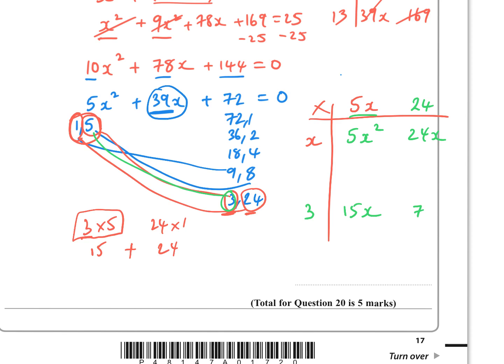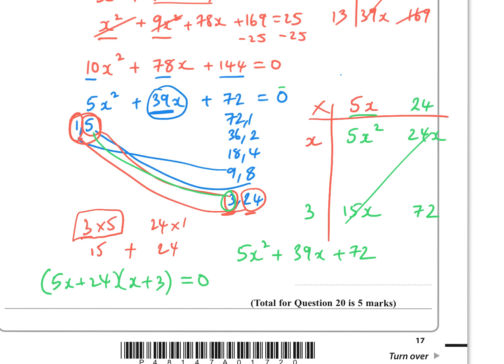and then 72. And that gives us 5x squared plus 39x plus 72, which is just what we wanted. So our factorised answer would be 5x plus 24, lots of x plus 3. And don't forget equal 0, because we had equal to 0 here.